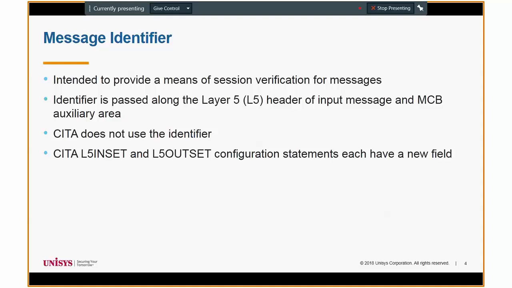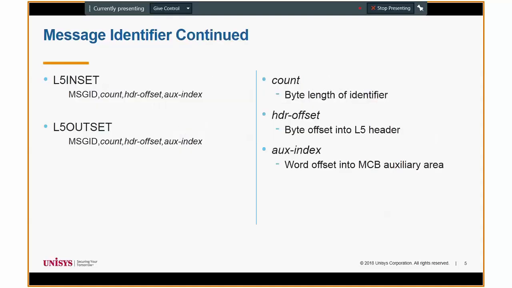The L5 inset and L5 outset configuration statements each have been updated with a new parameter to utilize this feature. The message ID is the parameter that can be used on the L5 inset and L5 outset configuration statements. It has a count, a header offset, and an aux index field, which are for the byte length of the identifier, the byte offset into the L5 header of the message, and the word offset into the MCB auxiliary area.